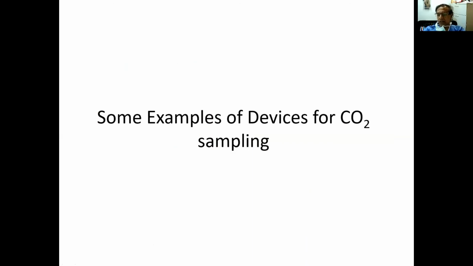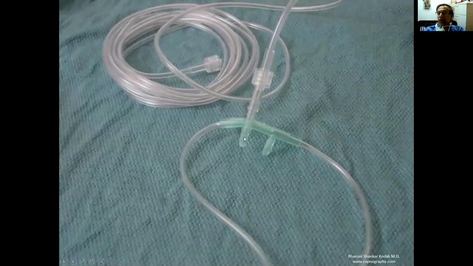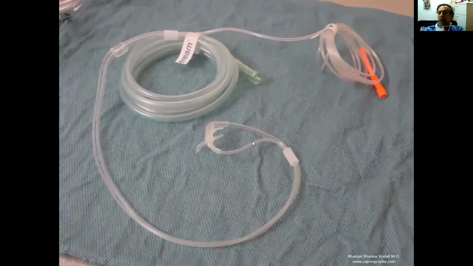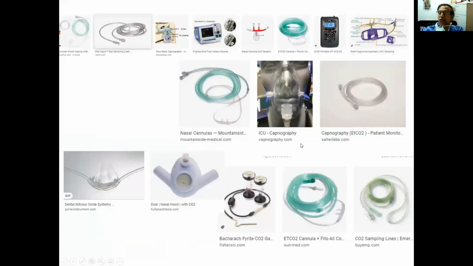There are a lot of examples of CO2 sampling devices available in the market, such as this, a regular oxygen mask with a sampling port for CO2, or you can sample from one of the prongs of the nasal cannula. This is again another example of concomitant administration of oxygen and CO2 sampling. If you search on Google for CO2 sampling devices, you will see a variety of devices that are commercially available that could suit your practice.